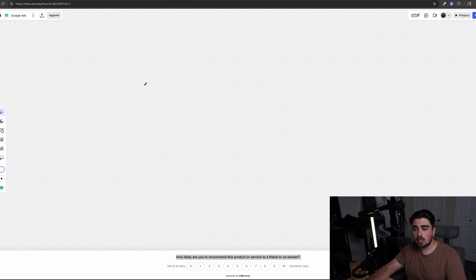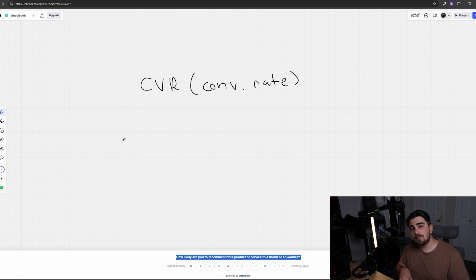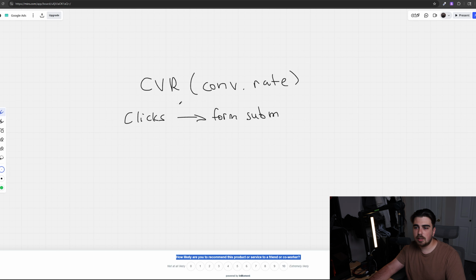The next metric is conversion rate, CVR. Conversion rate is the percentage of people that convert from clicks to people who fill the form. We have all the clicks on your ads, they convert to form submissions, and the percentage of people is the conversion rate. So let's say 100 people clicked on your ad. With a 5% conversion rate, you will get 5 form submissions.